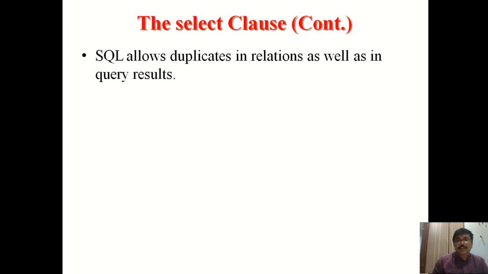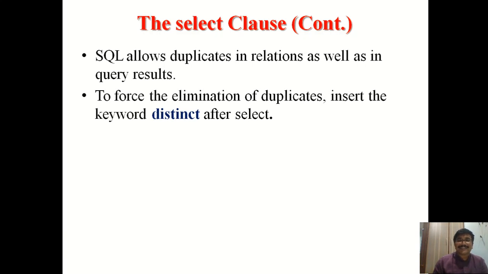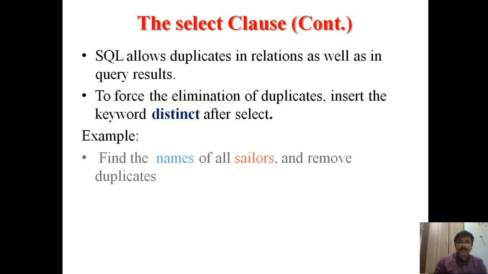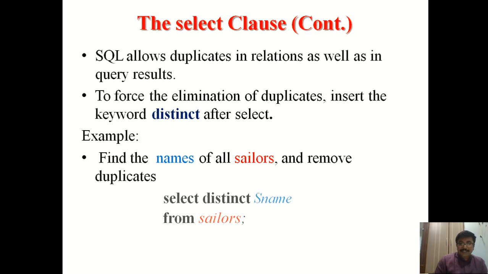Normally the select statement may allow duplicates. If you want to eliminate these duplicates, we can use a keyword called distinct. So let us see an example. Find the names of all sailors. If any names are repeated in this sailors table, we can simply remove those by using distinct. The query is select distinct followed by the column name S name from a table called sailors. So this distinct keyword can eliminate duplicates. Those names appear only once.